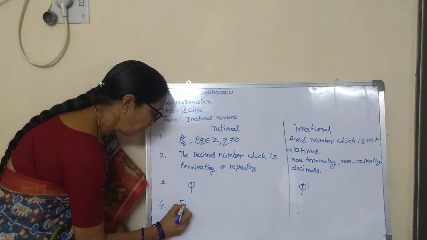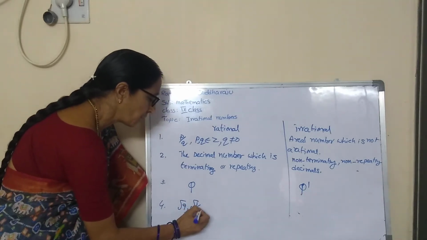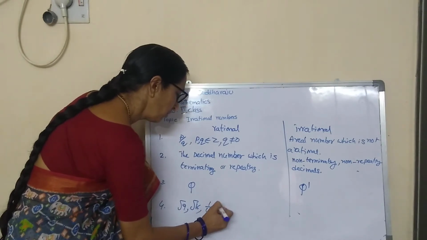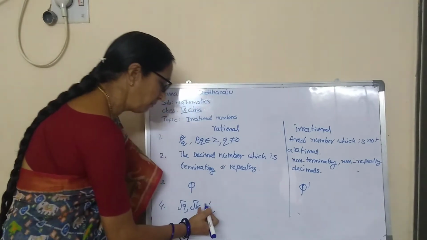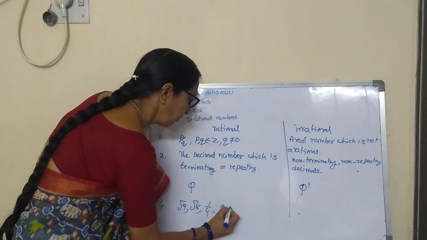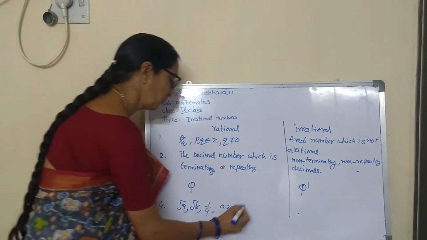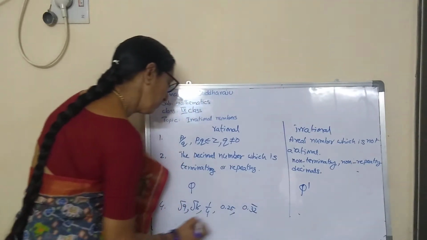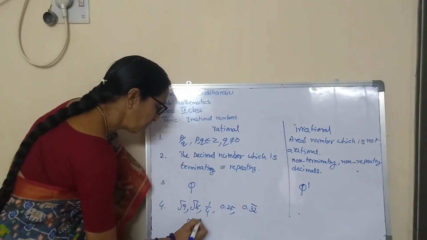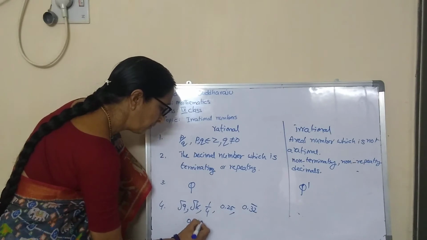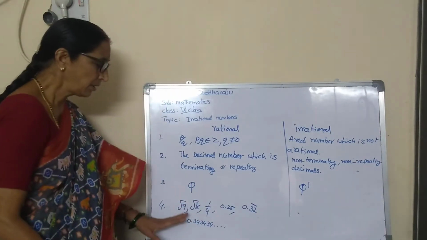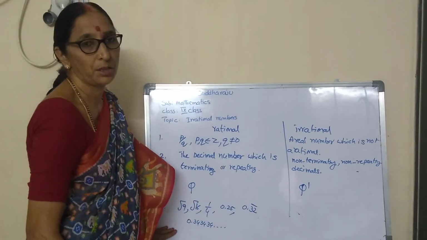Root 9, root 16, 1 by 4 in the form of P by Q is 0.25, 0.32 bar, 0.343434, etc. These are the examples for the rational numbers.